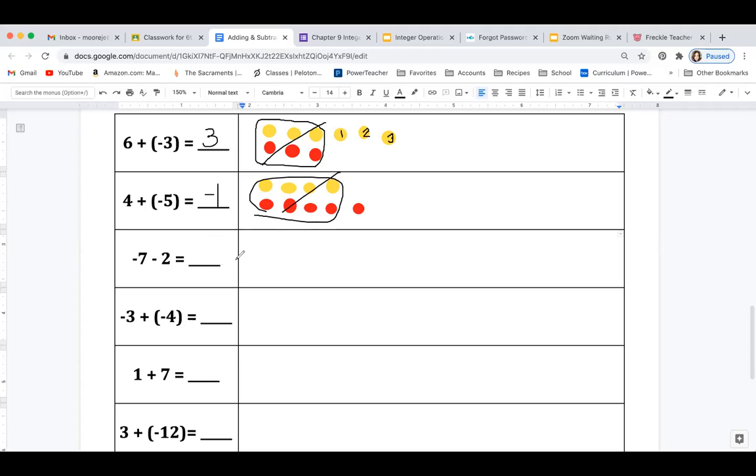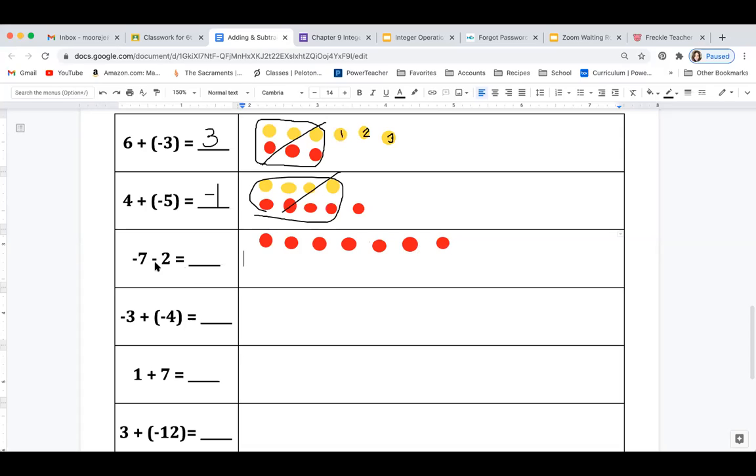Okay, so this next one, I on purpose switched it to subtraction because I know you're going to encounter something like this on your quiz today, and I want to make sure that you know how to manipulate a subtraction equation and convert it into an addition one. Because watch as I try to model subtraction. I'm going to put out my 7 red integer chips, right?